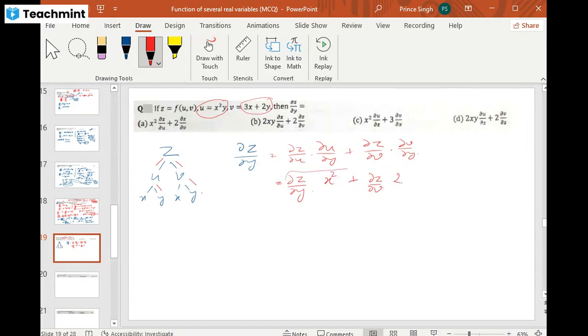So answer is x square times ∂z/∂u and 2 times ∂z/∂v. Sorry, u. Here it is u, not y. x square times ∂z/∂u plus 2 times ∂z/∂v. So this is the correct answer.